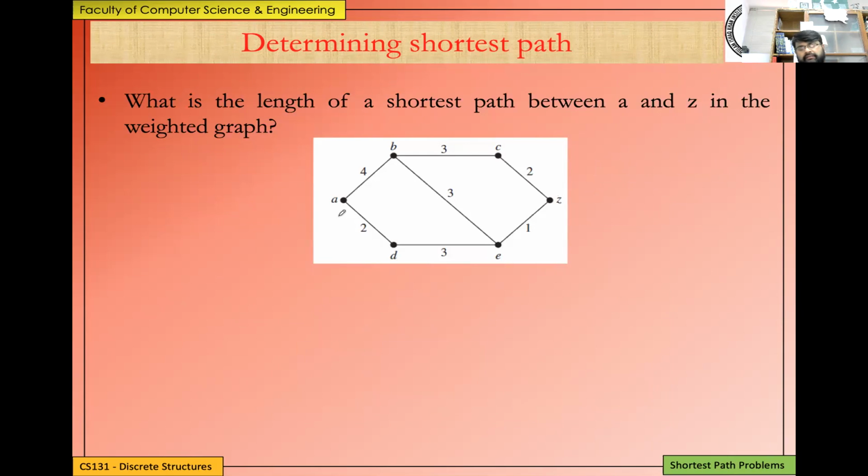So one very simple way is to enumerate all the paths. For example, go from A, B, C, Z; A, B, E, Z; A, D, E, Z; A, D, E, B, C, Z, right? In this way, we have enumerated all the paths. For each path, find the total weight or the length, and based on that, select the path which has the shortest weight.